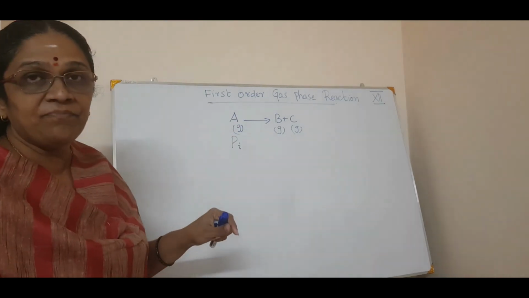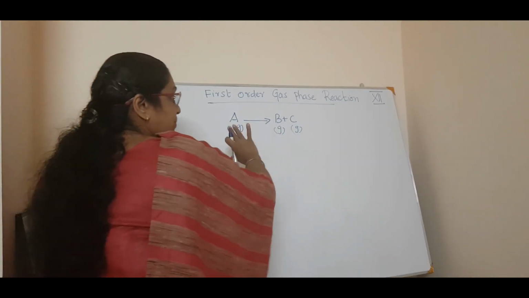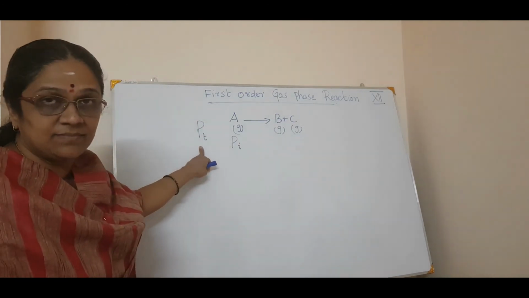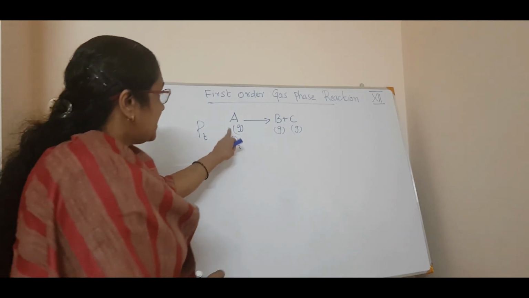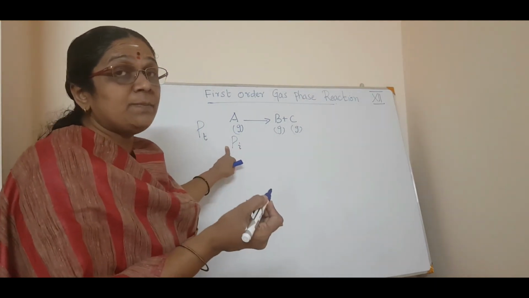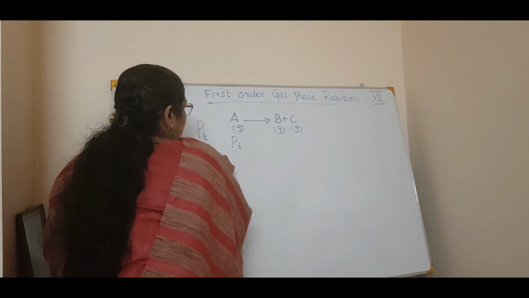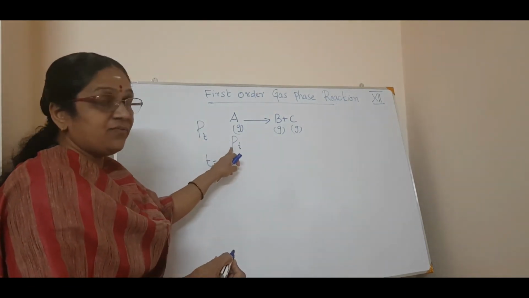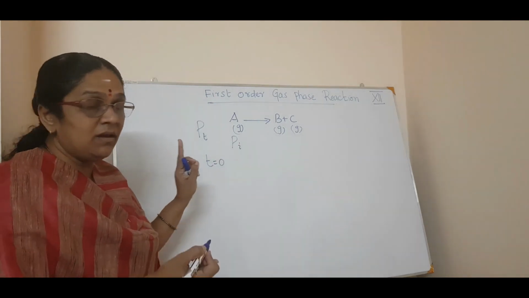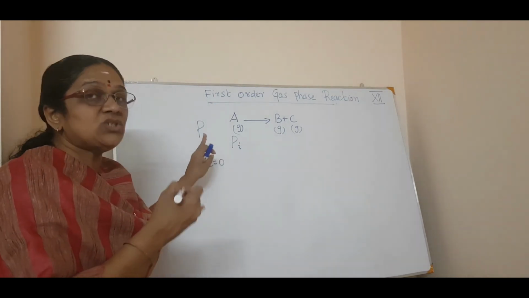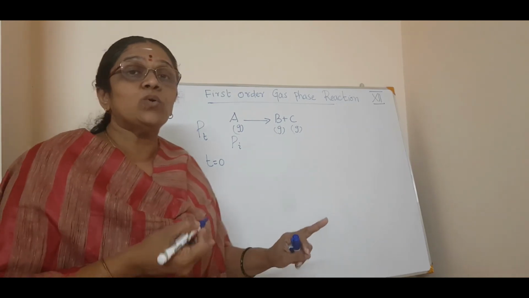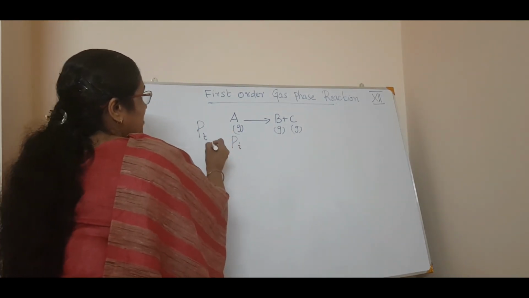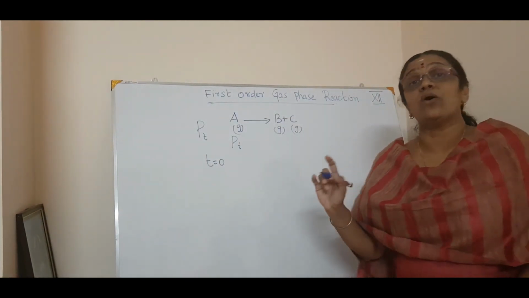and the total pressure is denoted as Pt, correct? The initial pressure means when time t is equal to 0, right? Time t is equal to 0 means initial pressure. If you say it as Pi, P initial, then Pt is the total pressure. Now what will be the total pressure? Total pressure you can calculate by Dalton's law of partial pressure.